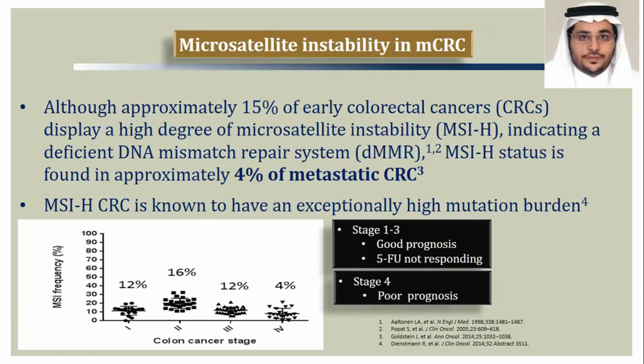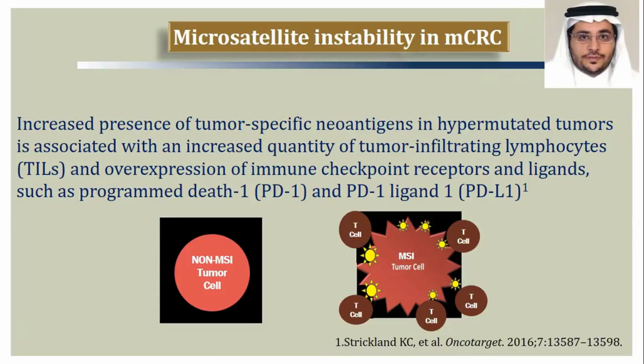However, if you divide the patients from stage 1 to stage 4, you can see in stage 4 it is almost 4% only. It is very important to understand that in stages 1 to 3 it is a good prognosis, and usually they don't respond to 5-FU. This is only in the adjuvant setting, while in the metastatic setting it carries a very poor prognosis, and usually it is on the right side.